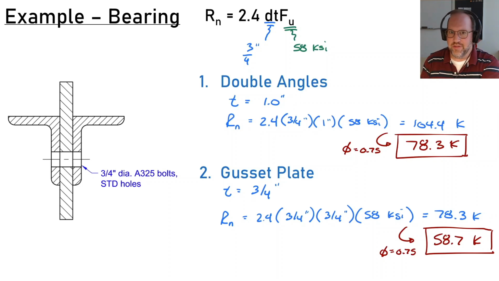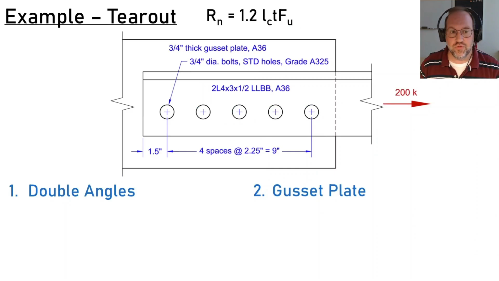And once you get experienced at this, you'll know that bearing is only ever going to control for the thinner thing that you're bolting together, unless you have different grades of steel. And if you have different grades of steel, then you just have to calculate it out. But if you're bolting 2 similar grades of steel, then obviously the thinner one is going to control your bearing check. Now we can move on to tear out.